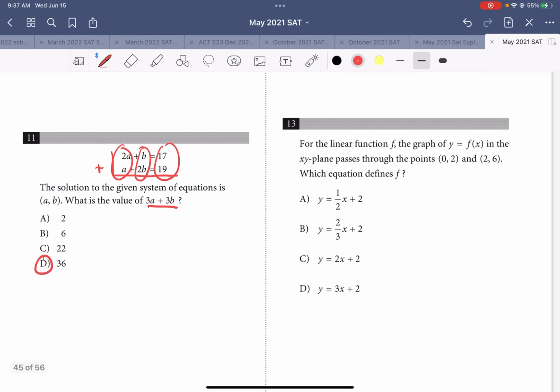Number 13, for the linear function y equals f of x in the xy plane passing through those 2 points, which equation defines f? So let's talk about slope. Slope is y2 minus y1 over x2 minus x1. So let's say this one is x1, y1, and this is x2, y2. So 6 minus 2 over 2 minus 0, 4 over 2. So the slope is 2. Only one answer choice has a slope of 2. So C is the answer.